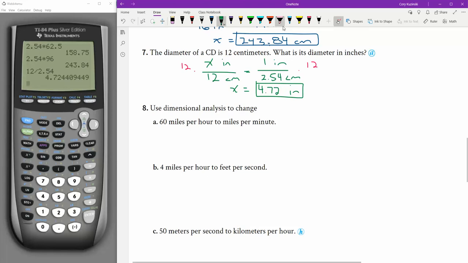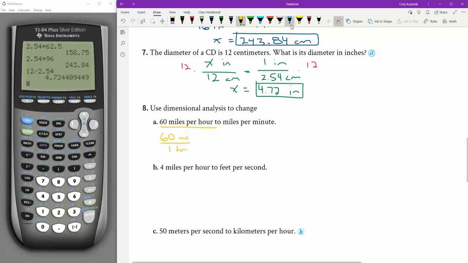60 miles per hour. That's what's given to us. 60 miles for every 1 hour. This is different than solving a proportion. We're going to convert this into miles per minute. It's a little bit different.